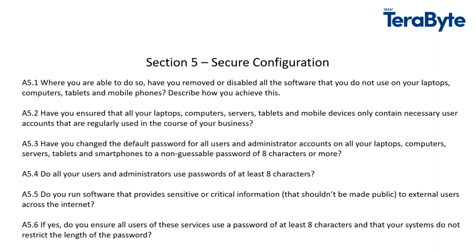So section 5, secure configuration. Where you're able to do so, have you removed or disabled all the software that you do not use on your laptops, computers, tablets and mobile phones, and describe how you achieve this. This is making sure that you don't have obsolete software on your computer, and you only have the main software that you need, just to reduce the chances of getting compromised or running obsolete old software.